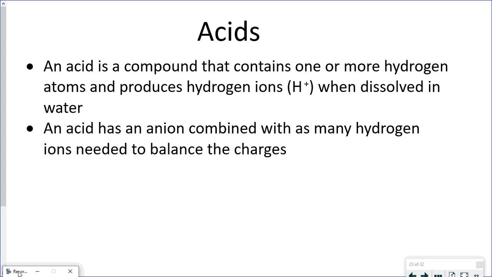So acids are compounds that contain one or more hydrogen atoms that can produce hydrogen ions when dissolved in water. So these are actually going to start with hydrogen as that first element. An acid will have an anion combined with as many hydrogen ions as needed to balance the charges. So these are still going to be written using our ionic naming rules, but they have a different way of being named, but the formulas are still going to be like other ionic compounds.